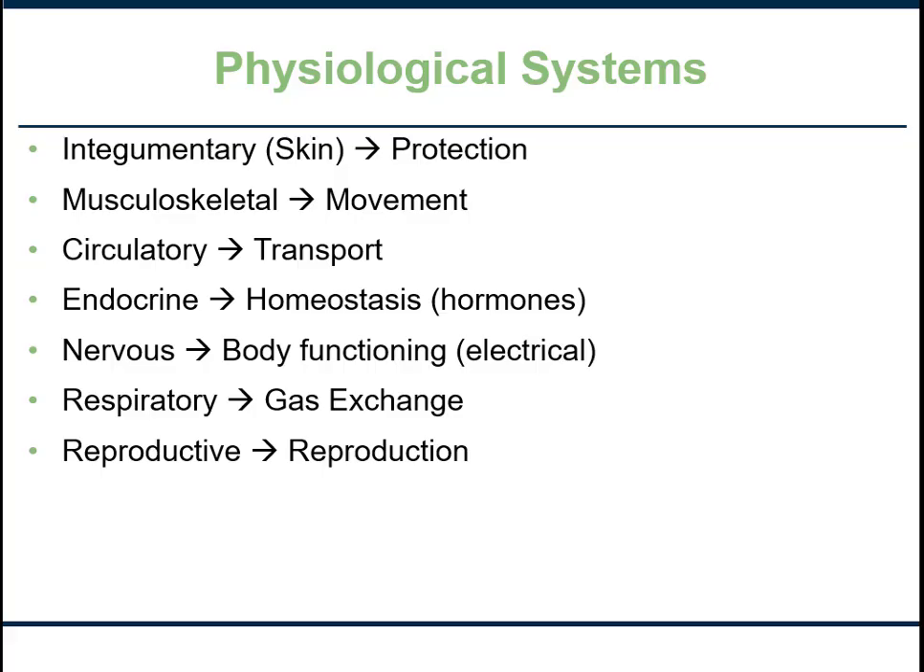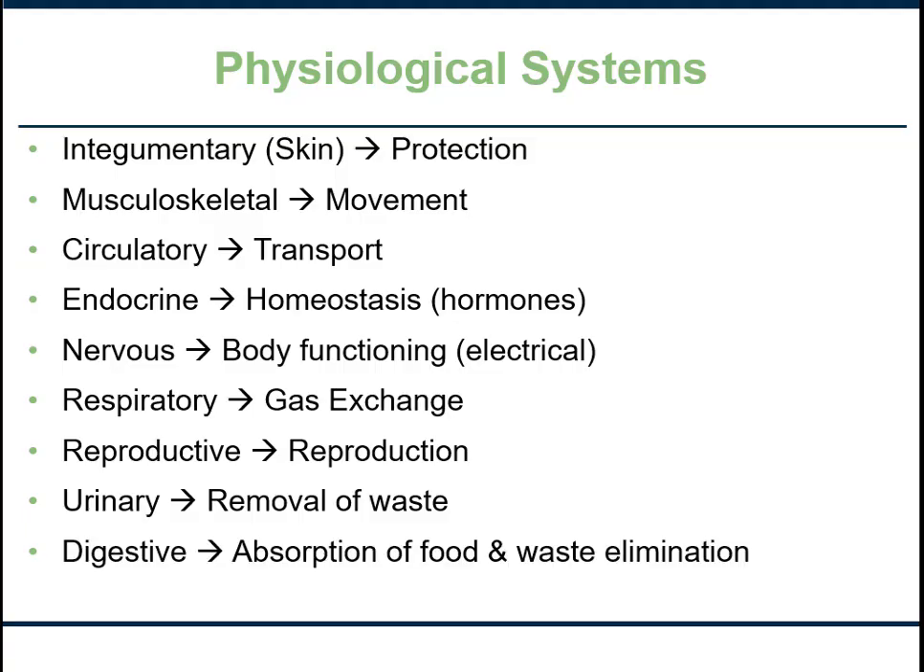Then the reproductive system, which is of course just responsible for reproduction. The urinary system, which is responsible for the removal of some of the waste from the body. And then the digestive system, which is responsible for a couple of different things. So both absorption of food products, so basically the input of nutrients into the body, as well as waste elimination that the urinary system does not take care of. And then the final one, which we discussed in the middle of the semester, is the immune system, and this is used for defense. It's actually a fascinating system if you can get deeper into it.